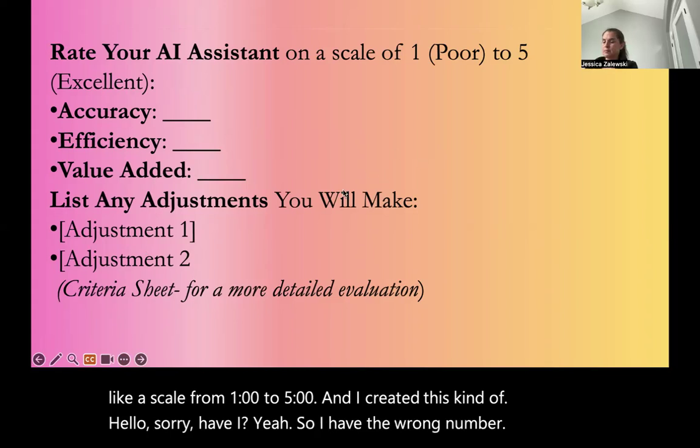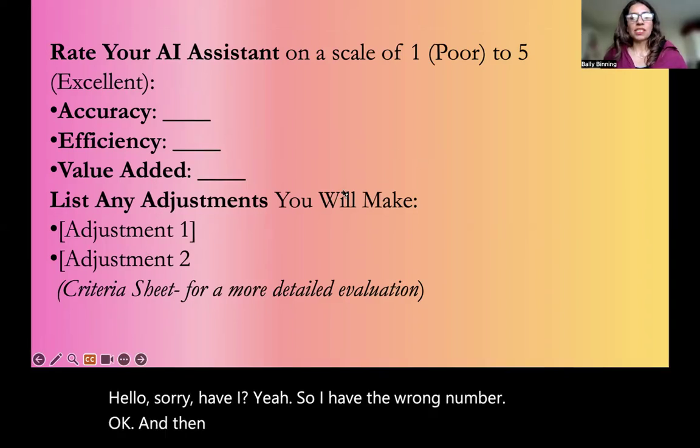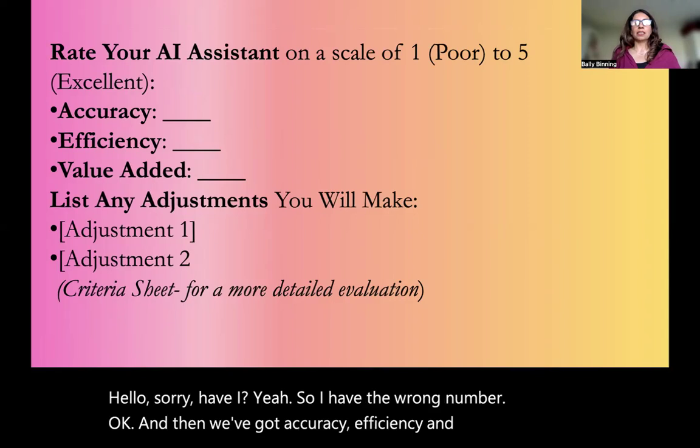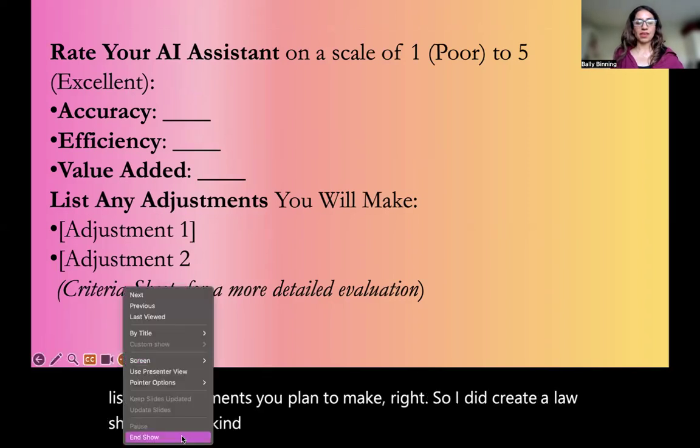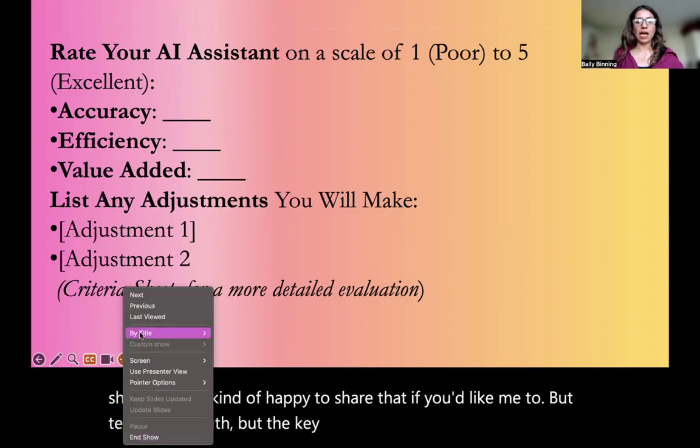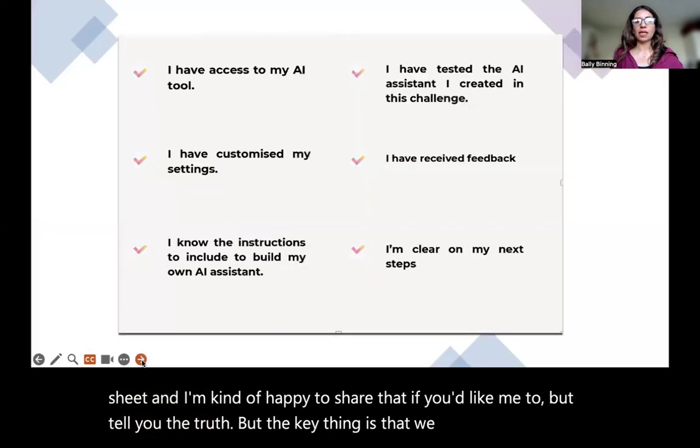Okay. And then we've got accuracy, efficiency, and value added, and list any adjustments you plan to make. I did create a little sheet, and I'm happy to share that if you'd like me to. But the key thing is that we have our assistant at the end.